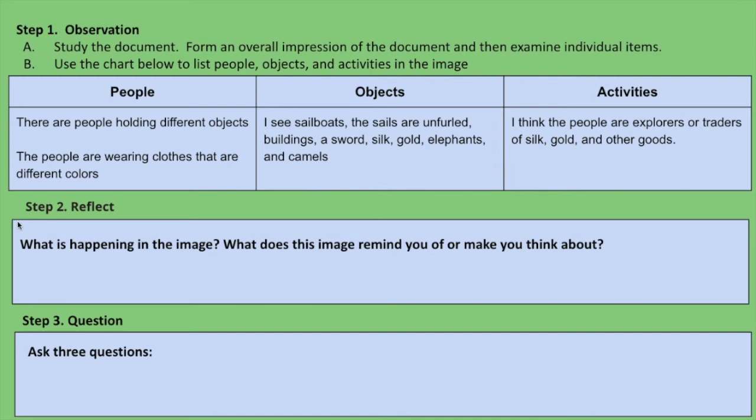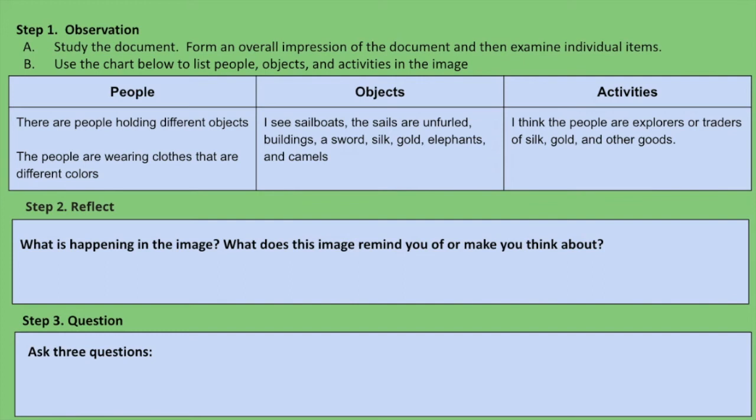Next, we're going to go to step 2 and reflect. I want us to reflect on the following 2 questions. What is happening in the image, and what does this image remind you of or make you think about? In this step, we can think about making some inferences. For example, based on what we are seeing and noticing in step 1, what does it make us think? What kinds of interpretations can we form based on our observations? I want us to think about what else is going on in this image. And what do you see that makes you say that?